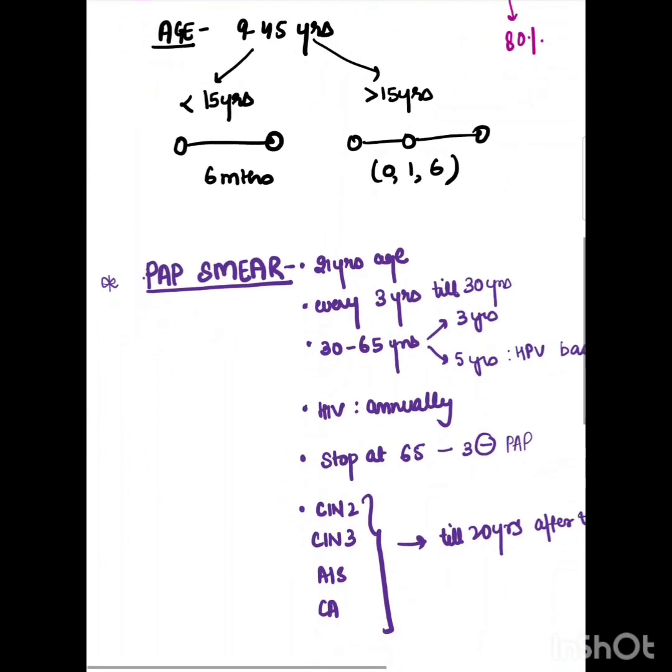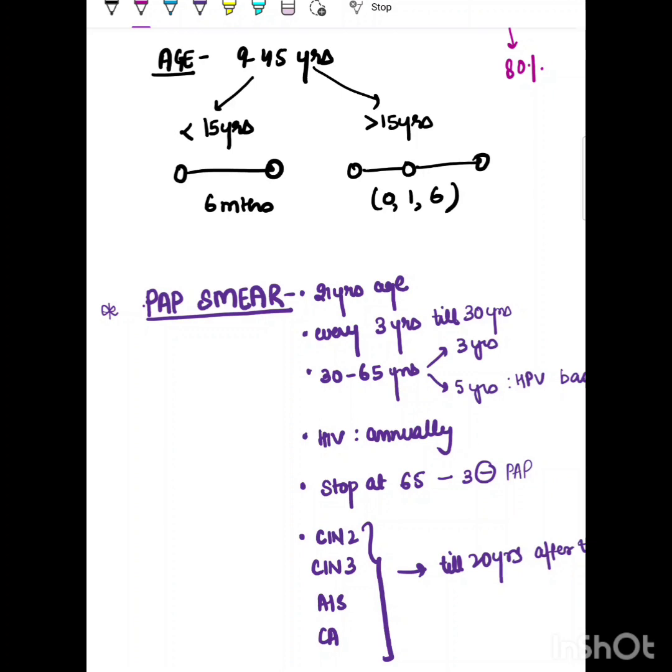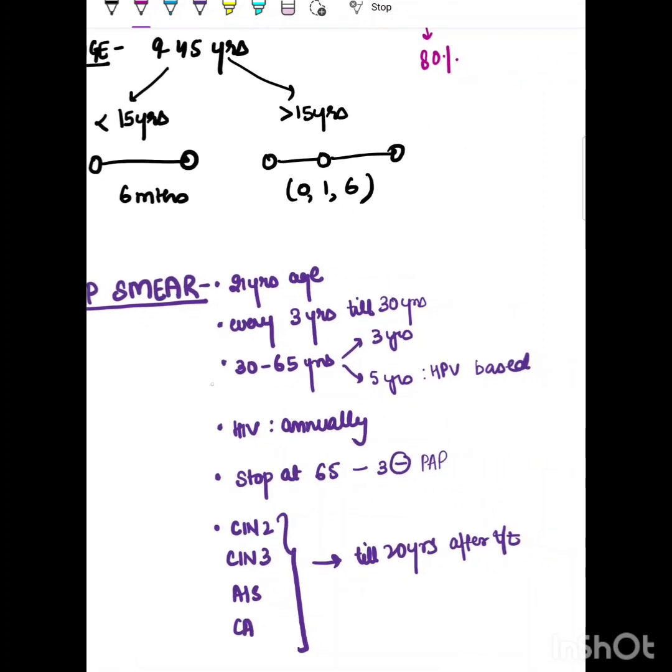Then what are the cervical screening methods for cancer screening? First is pap smear. ACOG guideline states that it should be started at 21 years of age, and it has to be done every 3 years till 30 years. When the person has reached 30 to 65 years, we can do 3 yearly pap testing or 5 yearly HPV based testing. In immunocompromised patients like HIV or other conditions, you have to screen them annually. Then we can stop pap testing at 65 years when there are 3 consecutive negative pap results, or 2 consecutive negative HPV based tests in the past 10 years.